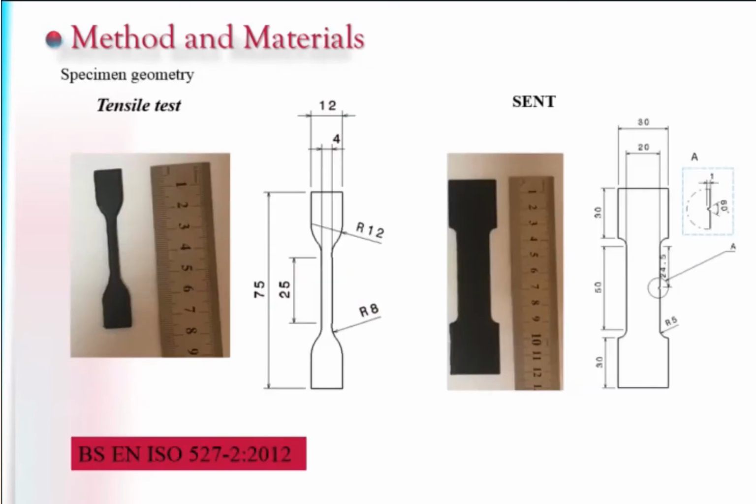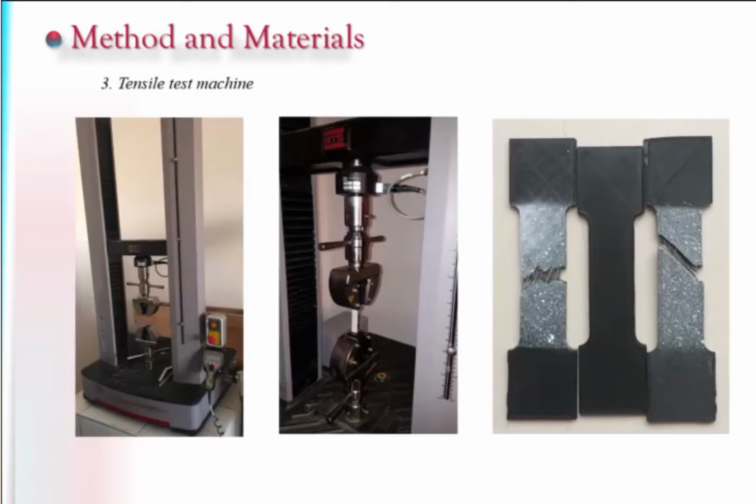The samples for tensile testing were produced in accordance with BS-EN ISO 527-2012. The dimensions of the samples are shown in the figures. The goal of the study was to investigate the correlation between layer thickness and mechanical properties of additively manufactured parts using FDM. In order to do so, mechanical tensile tests were performed on samples made of ABS.